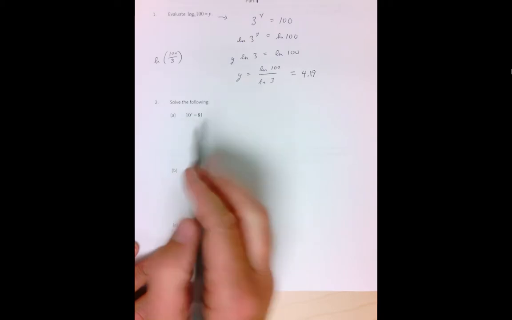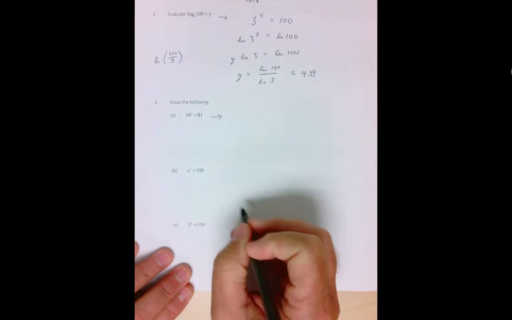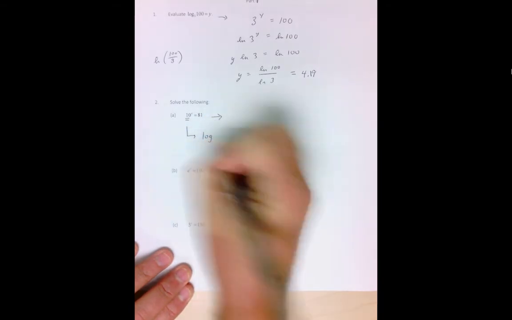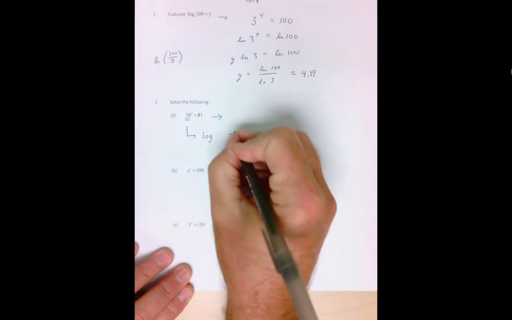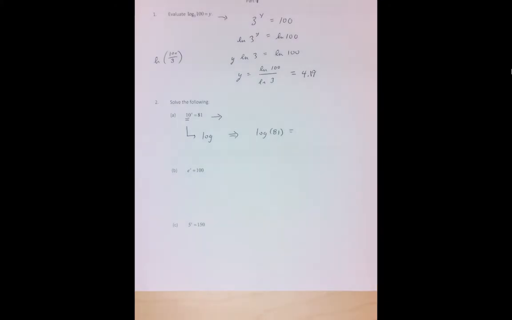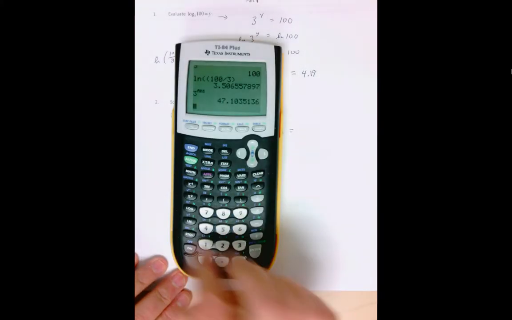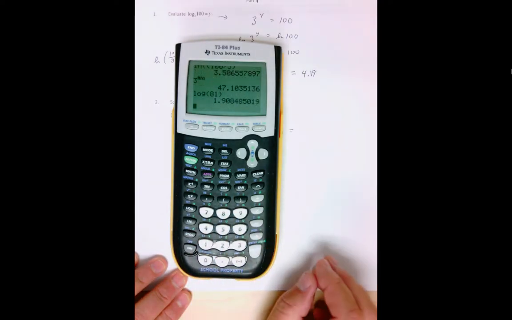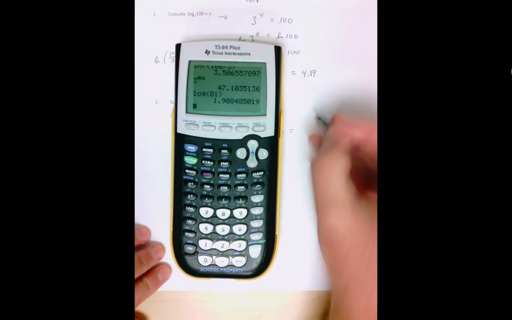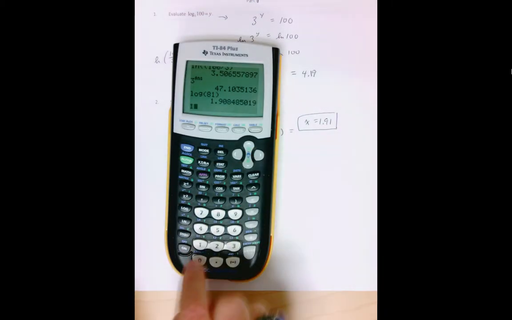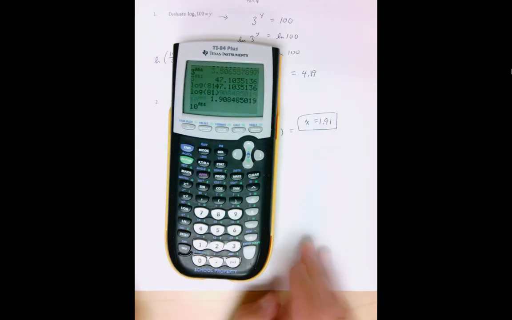Okay, solve the following. Guys, I don't need to do anything here. When I have base 10, I think log key. So all I have to do to solve this problem is put log of 81 in my calculator. And my answer is 1.91. Don't believe me? 10 raised to that value gives us 81.